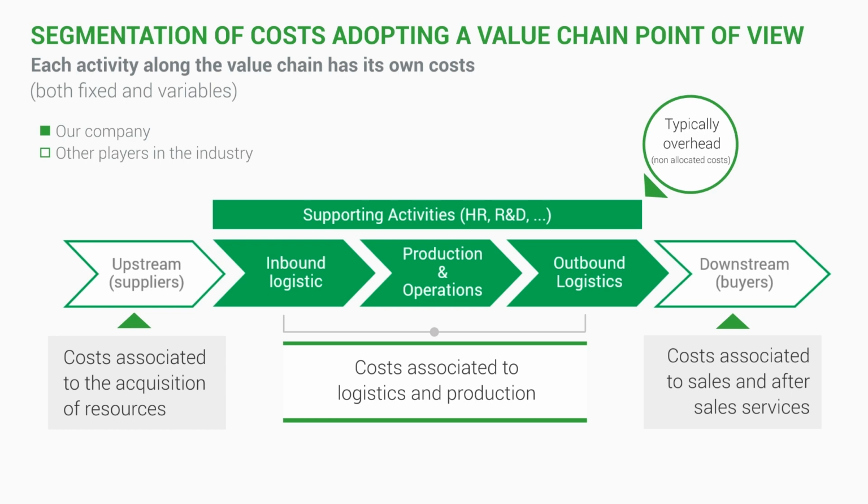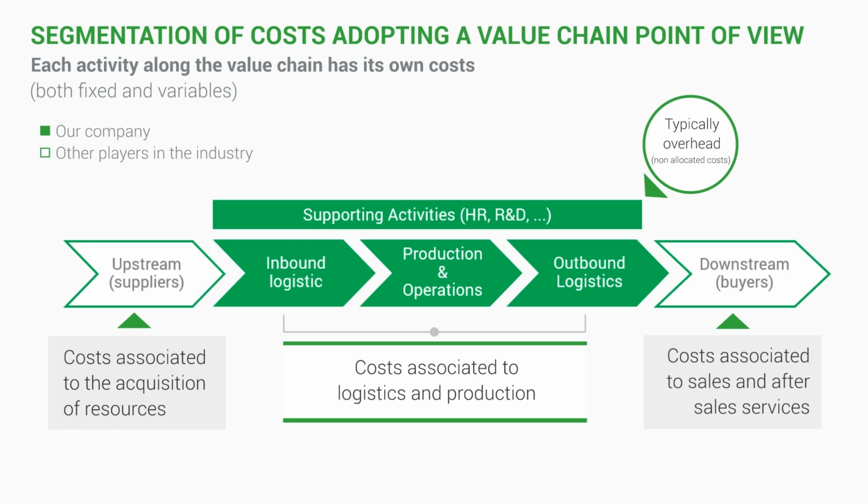Each activity has its own costs, including both fixed and variable costs. Let's look at the cost corresponding to each link in the chain shown. First, let's look at the upstream part of the value chain. Raw materials and other necessary resources have to be sourced from suppliers, which are upstream of our company in the value chain. The costs here are those resulting directly from the acquisition of resources, as well as the cost of managing the relationship with the supplier. This includes things like the initial search for a supplier as well as any transaction cost after they are found.